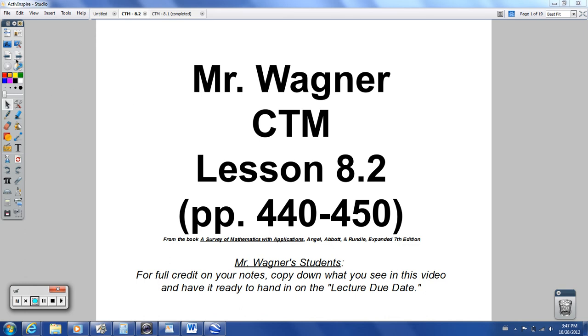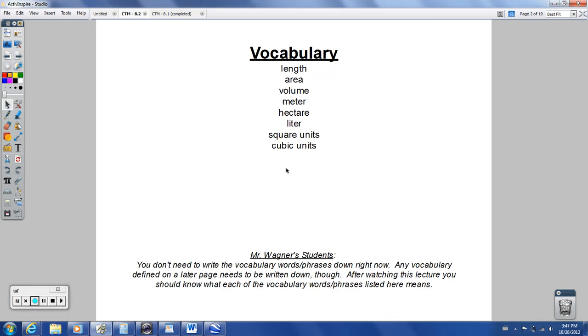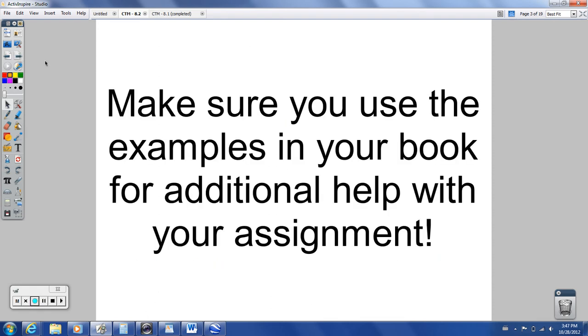Lesson 8.2 can be found on these pages. And you've got some new vocabulary here, or some stuff that we just need to know. Some of it may be review from our previous lesson, some of it may be brand new words for you, or review from another math class. And as always, use your extra examples in the book. I'm doing different examples from what's in the book, but there are some very similar ones in the book to what you see here as well.